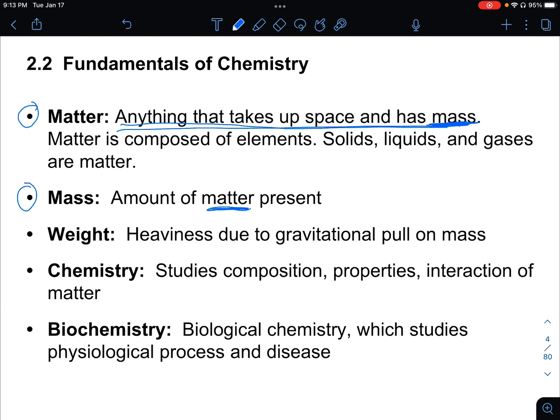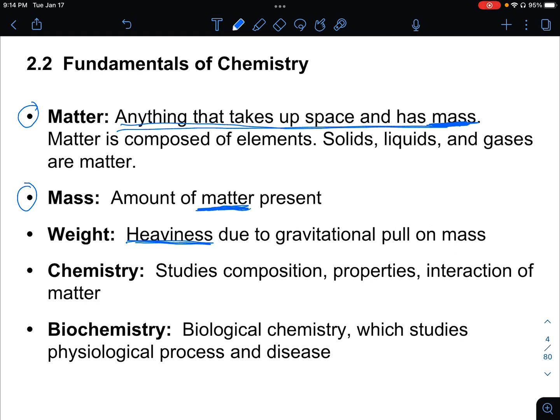And then that mass is different than weight, because mass is the amount of matter present. So think of how big something is. It has more mass if it is bigger. It has less mass if it is smaller, leading it to have more or less matter. The weight is going to be the heaviness due to the gravitational pull on the mass. So sometimes, even if we have a very big something, maybe it does not have as much weight.